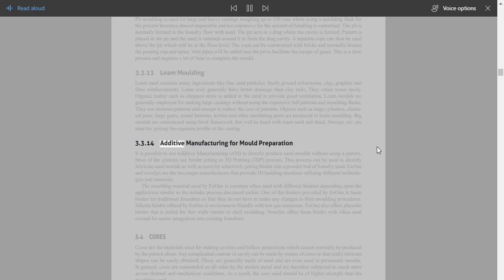3.14 Additive manufacturing for mold preparation. It is possible to use additive manufacturing, AM, to directly produce sand molds without using a pattern.